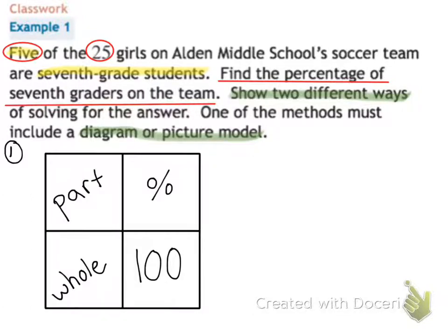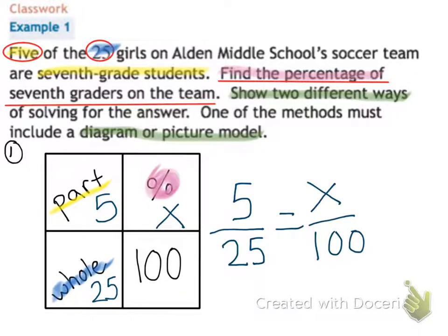So let's take what we know. It's 5 out of 25. That tells me 5 is the part, 25 is the whole. What I do not know is a percent. That's what I'm solving for, so I'm going to label it X because it's an unknown value right now. Now I'm going to rewrite it.